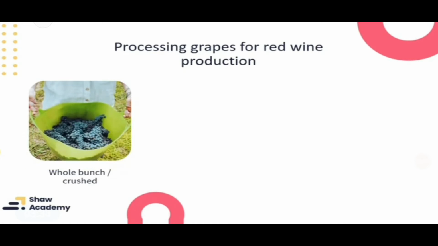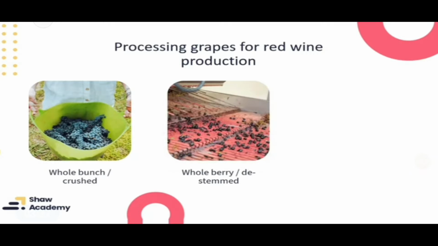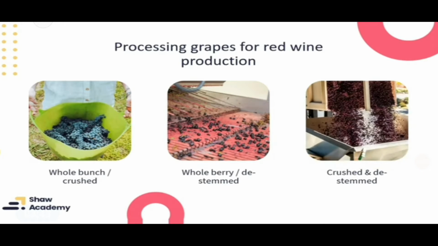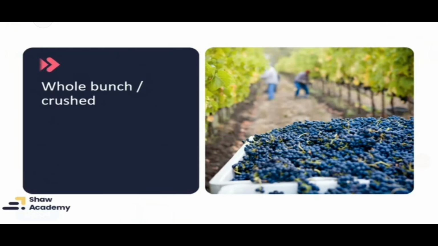The winemaker might decide to do whole bunch fermentation. They might decide to do whole berry fermentation, where the grapes are destemmed, or they might decide to do a crushed and destemmed fermentation. The winemaker may also decide to do a combination of these processing techniques in the same fermentation vessel. So let's take a closer look at what these mean.